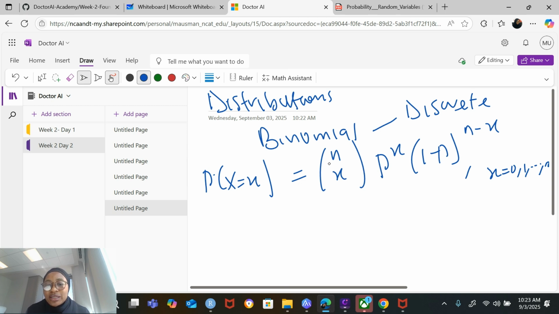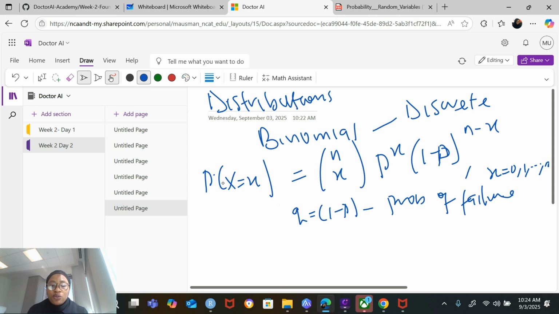Your n is talking about what? It's talking about the total number of trials. Now, the n is talking about the sample size. The x is talking about the number of successes. The p here is the probability of success, and the 1 minus p is the probability of failure. So, I said earlier that q can be 1 minus p, and it's representing the probability of failure. Okay? n is the sample size, x is the trial.